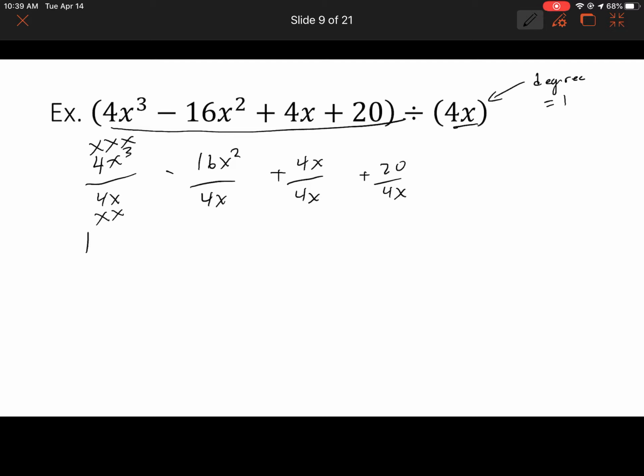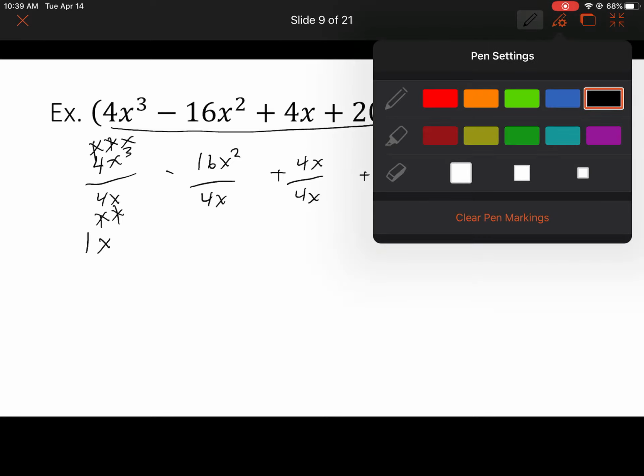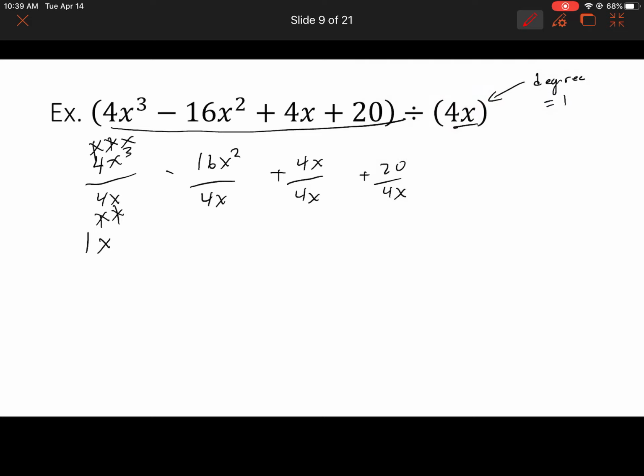There's 2 x's at the bottom. So we'll cancel out whatever we can. We cancel out 2 x's, therefore only 1 x remains. So we have 1 x. Let me choose a different color for this, to make it a bit more clear. We get 1 x for our first term. Then our second term, negative 16 divided by 4, equals negative 4. We're going to divide the x's. Since we only have 2 on top, we have 1 at the bottom. We cancel these out.